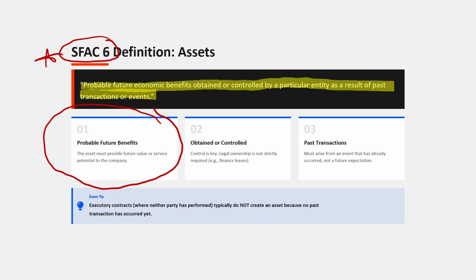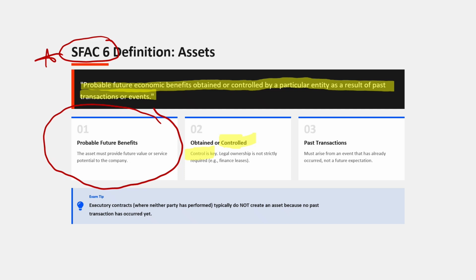Pay attention here because control is key. If we bought a car for $50,000 and we got a loan for it, the legal ownership is still with the bank or whomever gave us the loan. But it is still our asset because we obtained it. We control it even though we do not have the legal ownership.